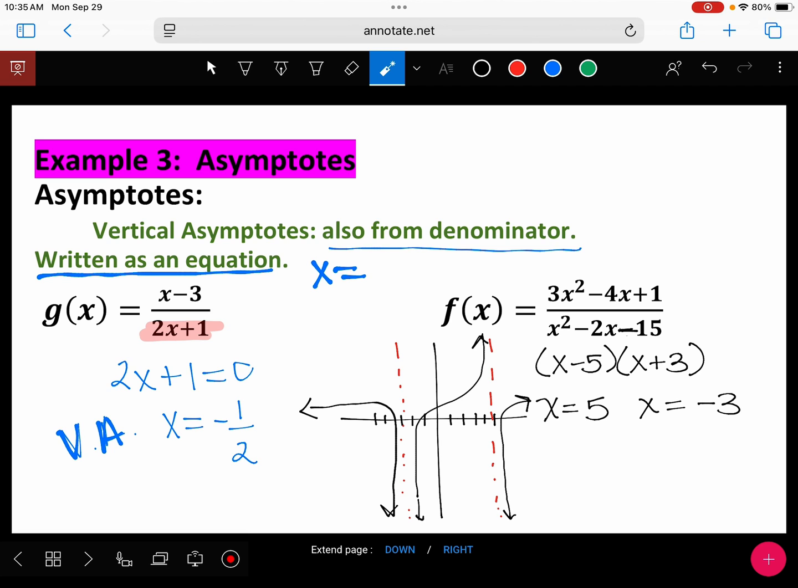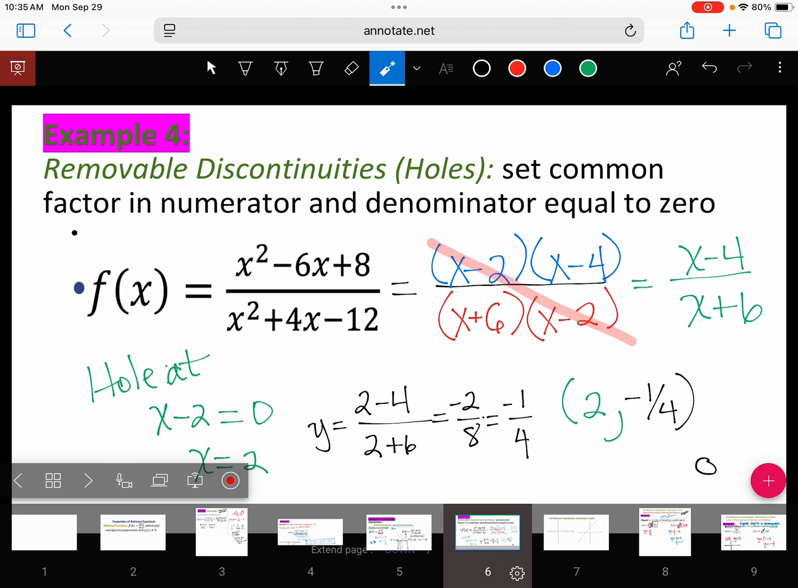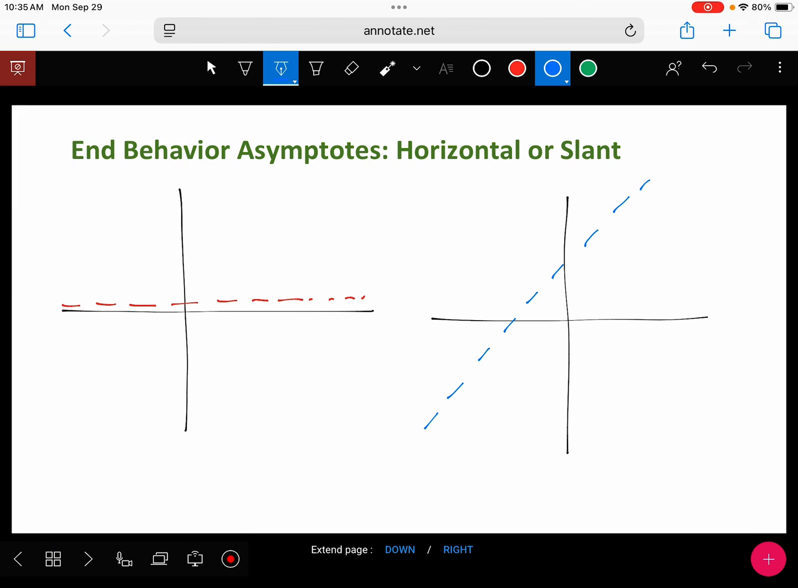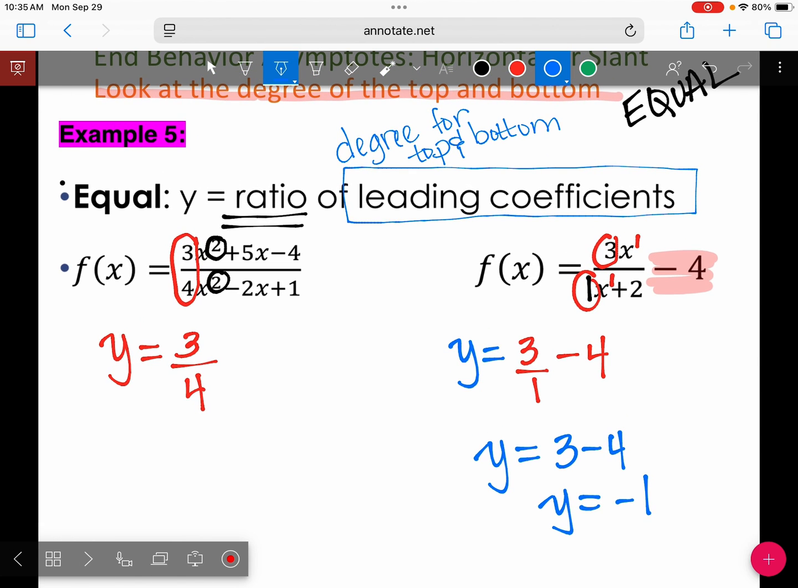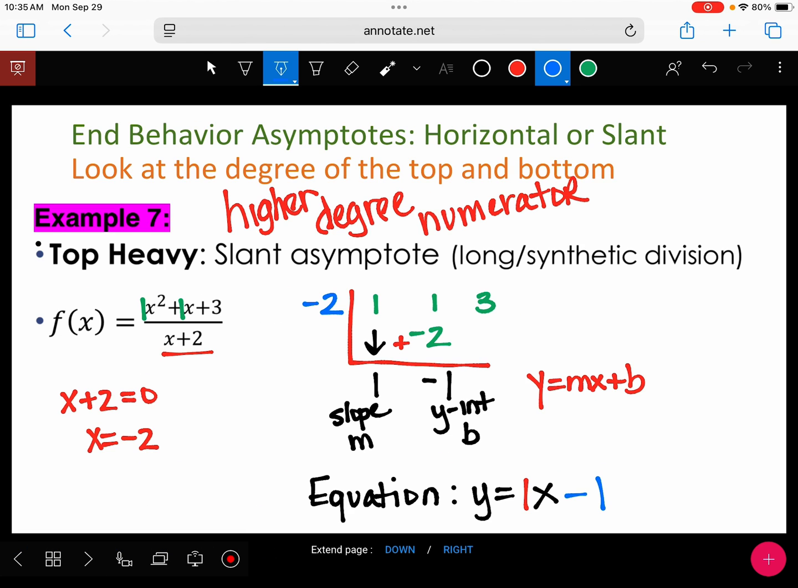After we talked about asymptotes, we then moved on to removable discontinuities. And that occurs when you can cancel a factor. I'm going to write that. Whenever you can cancel a factor. Lastly, we talked about the end behavior. If it's equal, we divide our leading coefficients. If it's higher at the bottom, it's equal to 0. And if it's higher on top, we need to do synthetic division.